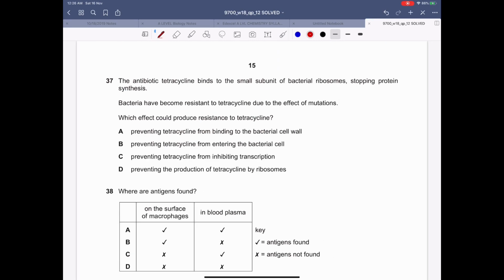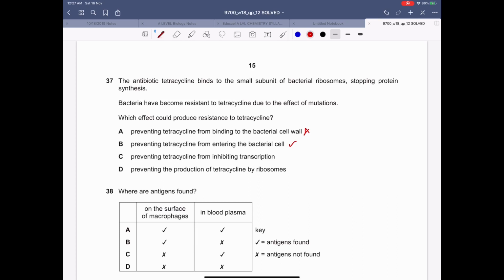37. The antibiotic tetracycline binds to the small subunit of the bacterial ribosome, stopping protein synthesis. Bacteria have become resistant to tetracycline due to the effect of mutations. Which effect could produce resistance to tetracycline? Preventing tetracycline from binding to the bacterial cell wall. Okay, tetracycline doesn't bind with the bacterial cell wall. It binds with the ribosome. So preventing tetracycline from entering the bacterial cell could be one of the issues.